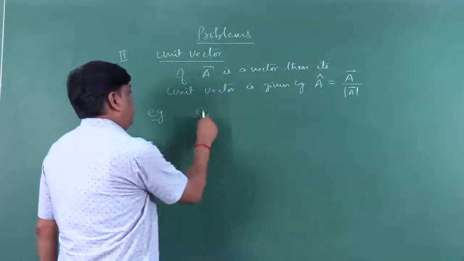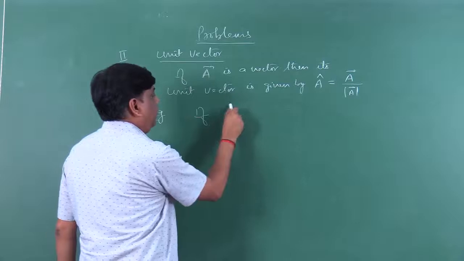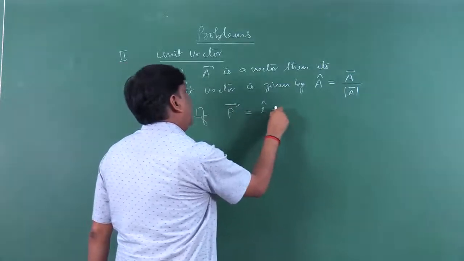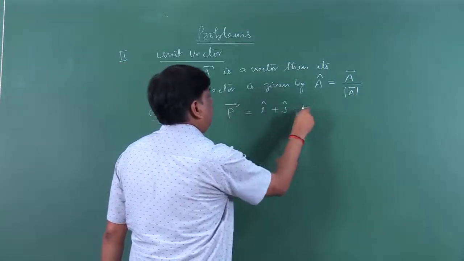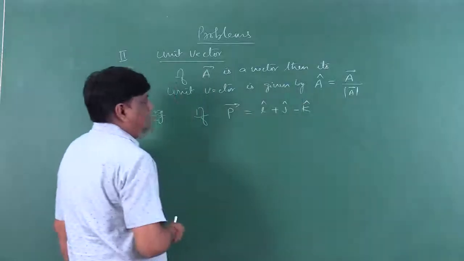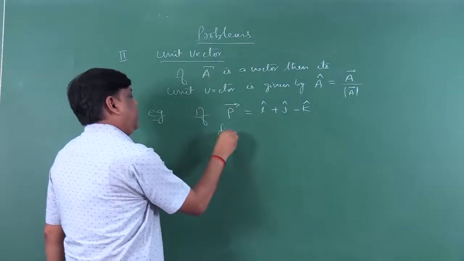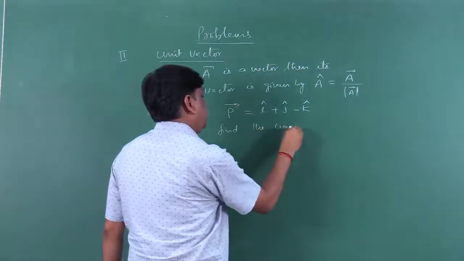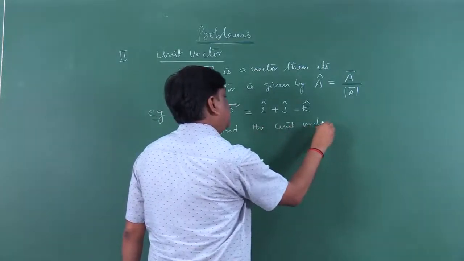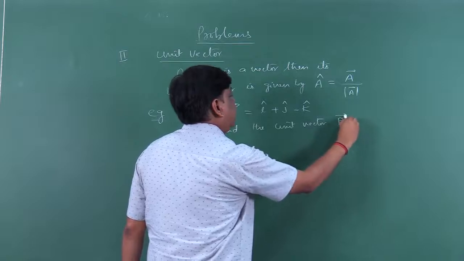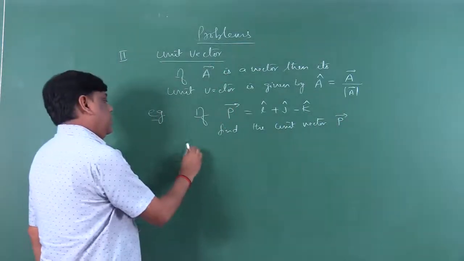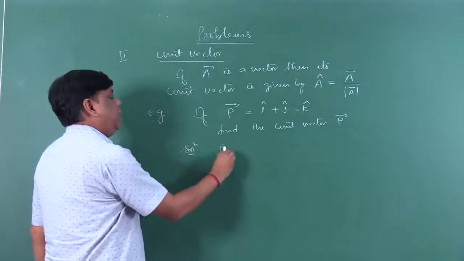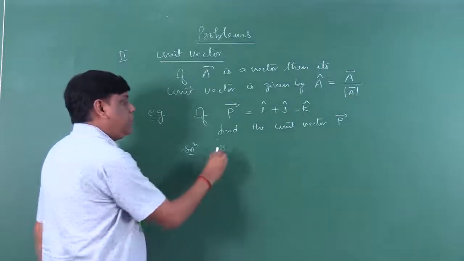ठीक है, if a vector p मान लो दिया हुआ है, ये i cap plus j cap minus k cap है. So find its unit vector. Find the unit vector of p vector. करेक्ट.